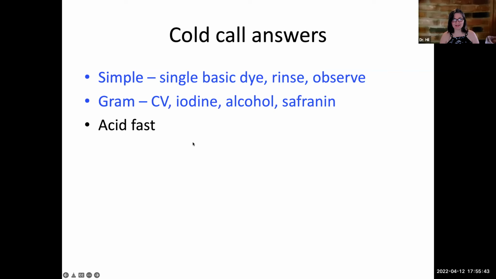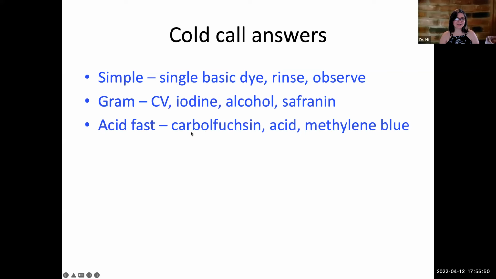Good. Yes, that's right. So we have this hot pink or hot red dye. Not hot as in heated, but it's just red or pink, depending on your perspective. Then there's an acid rinse, and then methylene blue is the counter stain.